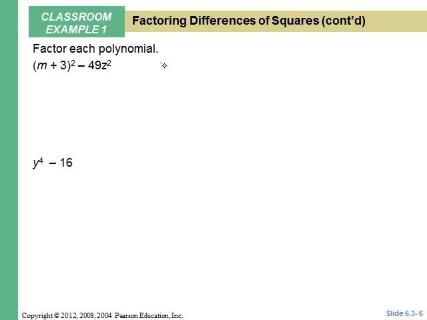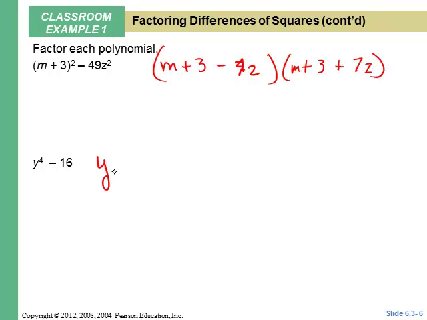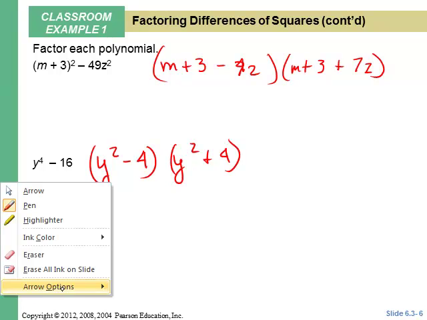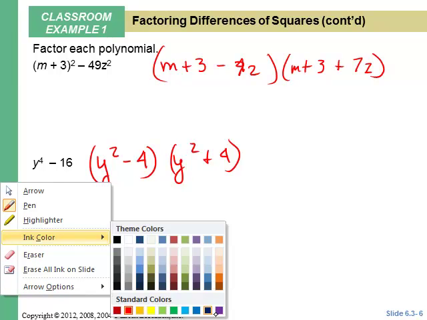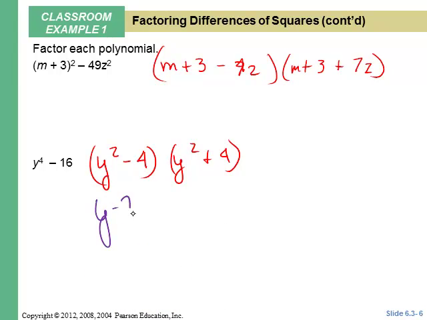So this is a difference. So we would have m plus 3 minus 7z, m plus 3 plus 7z. y squared minus 4, y squared plus 4. Now, if you wrote that as the answer, you would get this one wrong. And the reason is that this first part here is still factorable. This is factorable into y minus 2, y plus 2. So the whole thing is y plus 2, y minus 2, y squared plus 4.